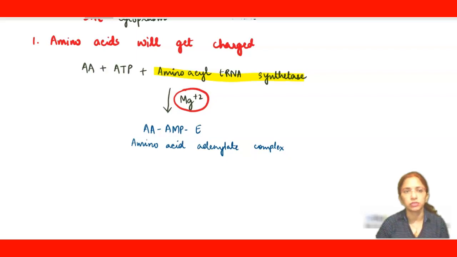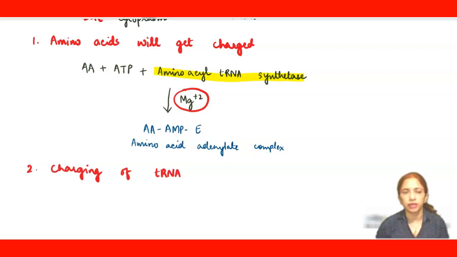We will proceed to the second step, which brings this amino acid to the transfer RNA. And when this gets attached to the transfer RNA, then it is known as transfer RNA is charged. So the second step is the charging of tRNA.